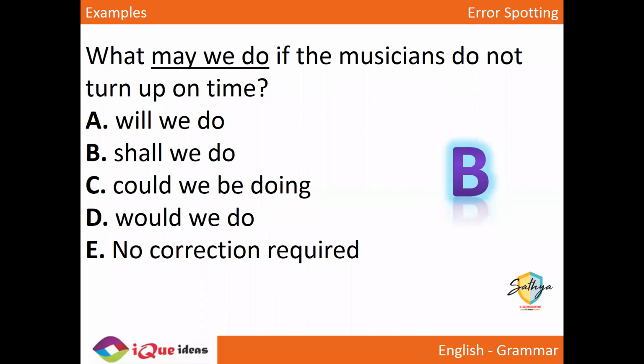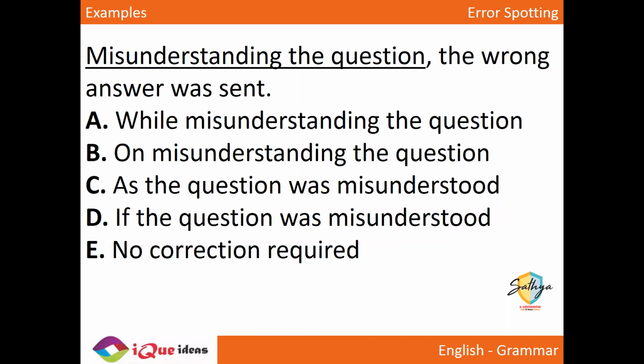You get that one? What would we do is as if there is a set protocol for this. That's not the sense of the sentence. Okay, next one. Misunderstanding the question, the wrong answer was sent.